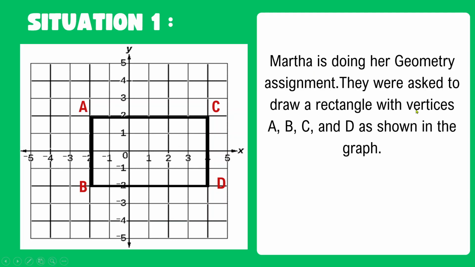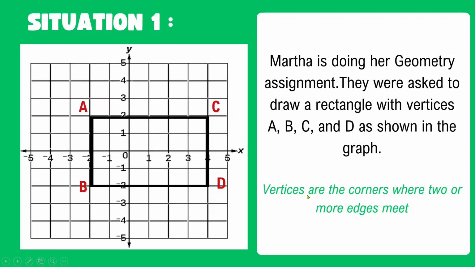And then the unfamiliar word right here is the word vertices, which is the plural of the word vertex. So what are vertices in geometry? In geometry, vertices are the corners where 2 or more edges meet. So in Martha's assignment, the shape is a rectangle. We know that rectangles have 4 corners.